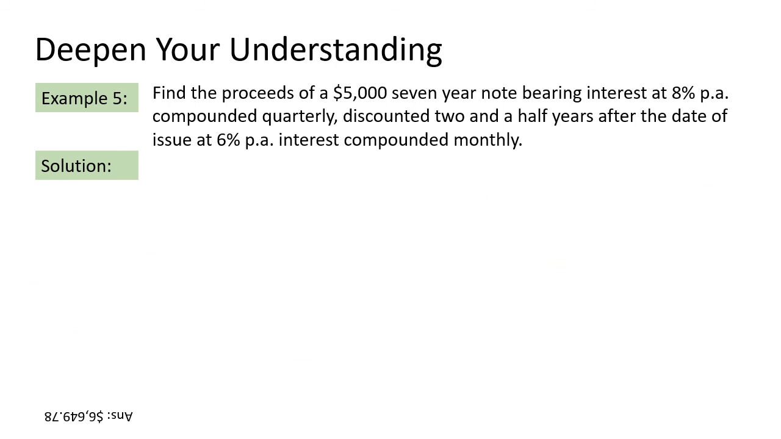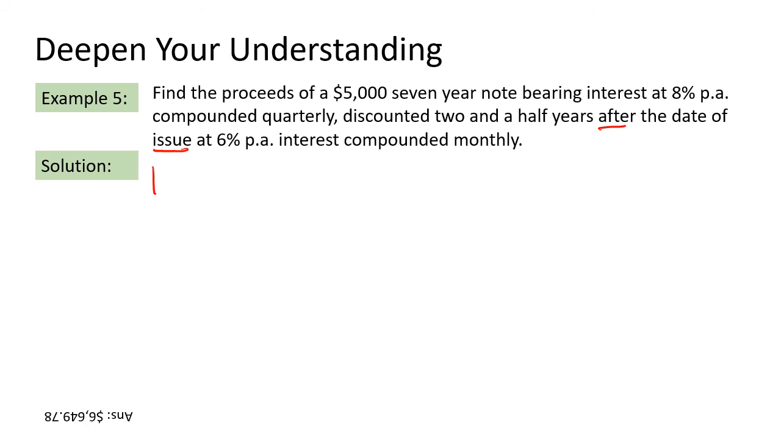Okay, so our last example. Find the proceeds of a $5,000 7-year note bearing interest at 8% per annum compounded quarterly, and it's discounted 2.5 years after the date of issue. Okay, keep that in mind for later. At 6% per annum interest compounded monthly.